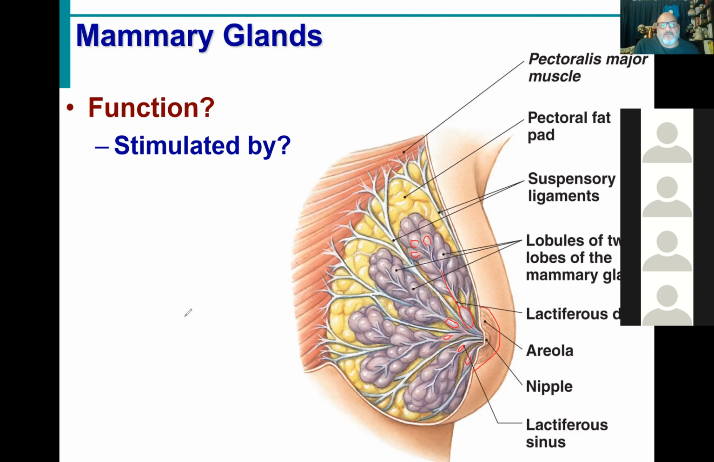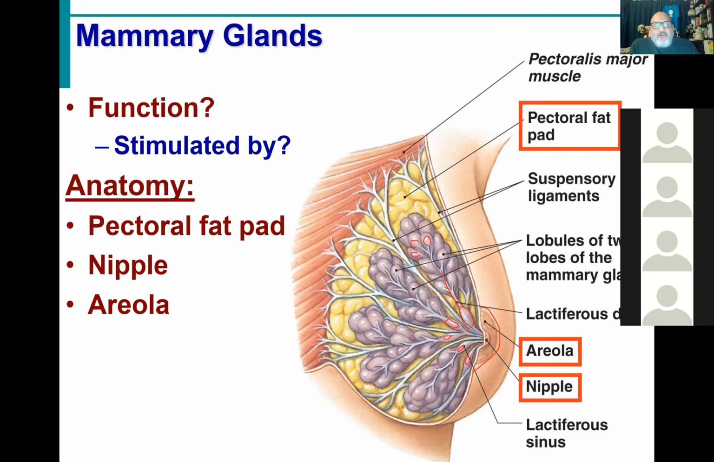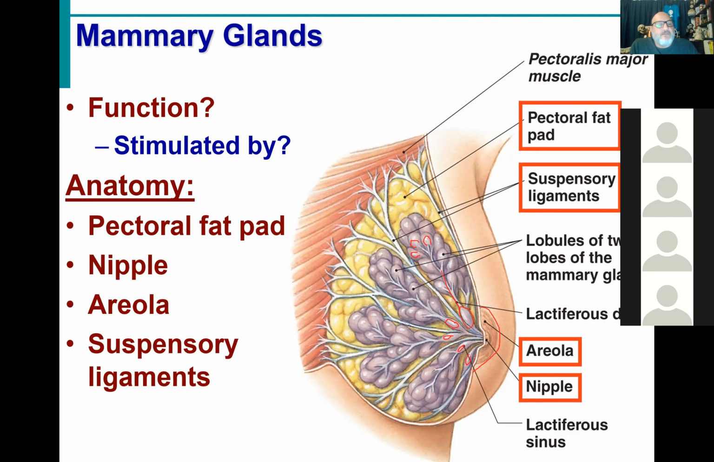Provides a target for the baby. Yeah, again, a baby's vision is not great, so that provides a high contrast target that makes it easier to find the nipple to express the milk. Absolutely. All right, questions on any of this anatomy?